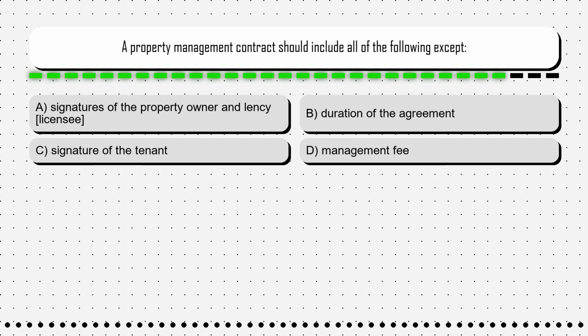Question 70. A property management contract should include all of the following except: Option A, signatures of the property owner and lessee, licensee. Option B, duration of the agreement. Option C, signature of the tenant. Option D, management fee.